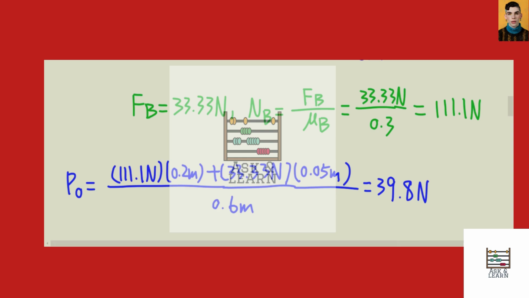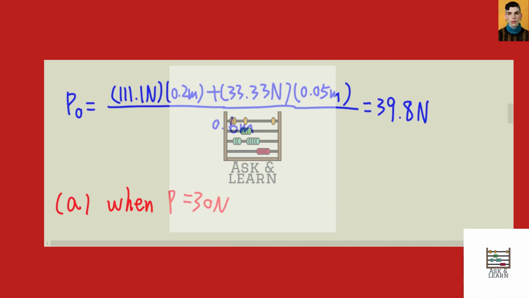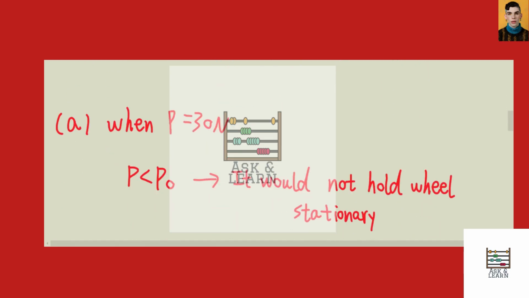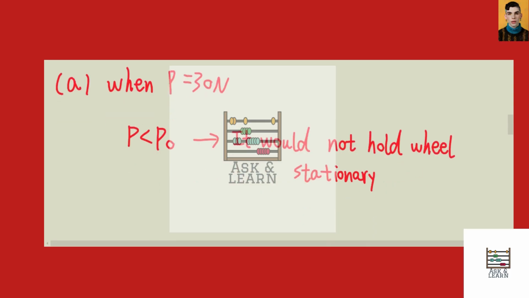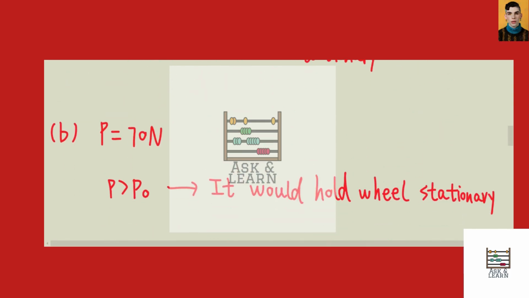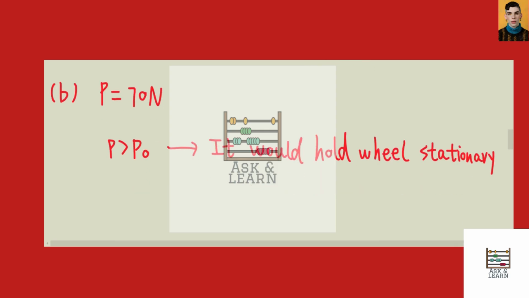So now let's take a look at the first case. When P is equal to 30 Newton, as you can tell, 30 Newton is smaller than 39.8 Newton. Therefore, it will not hold the wheel stationary. So for part B, when P is equal to 70 Newton, we know 70 Newton is greater than 39.8 Newton. Therefore, when the force P is equal to 70 Newton, the brake can hold the wheel stationary. And these are the answers for this question.